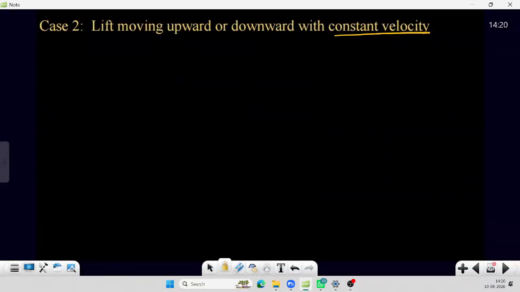Now we'll write the equations here also. Tell me how the lift is moving now. Moving with constant velocity. So the weight of the person is mg, and the normal reaction is in the upward direction. Constant velocity means acceleration is how much? Zero. So this value is 0.